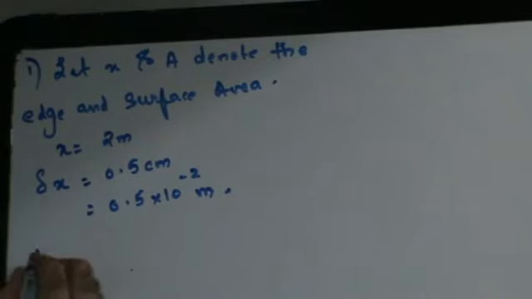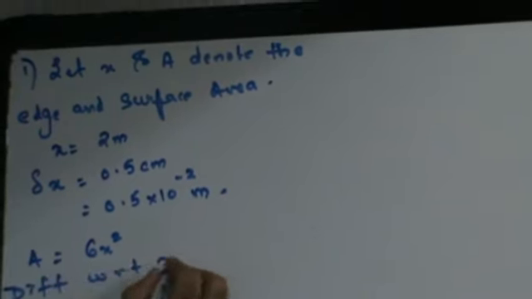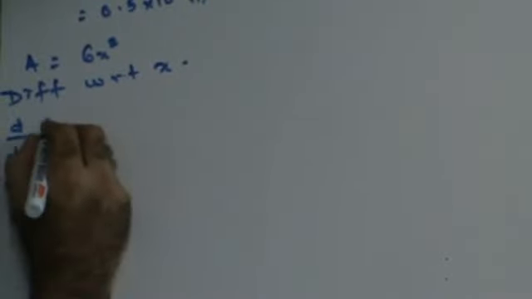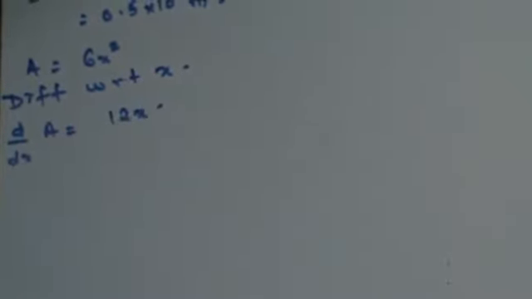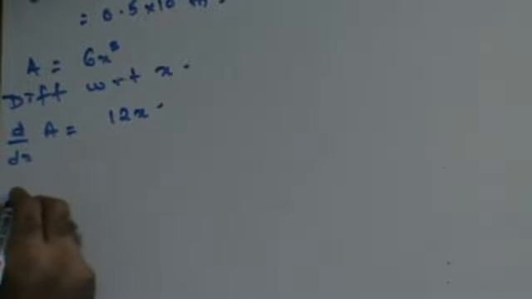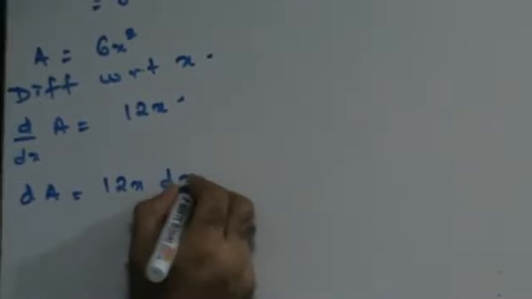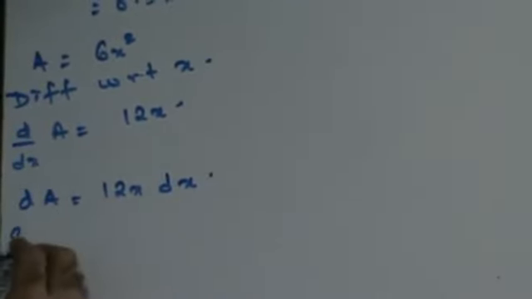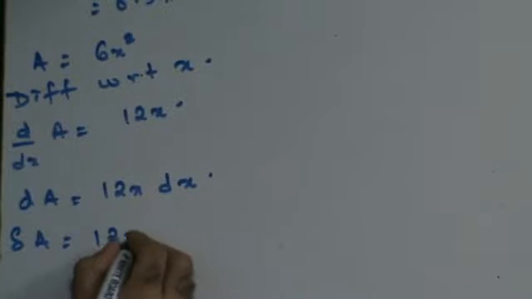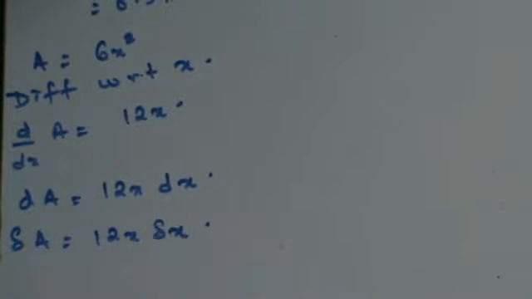Now they've said find the approximate error in the surface area of the cube. The surface area of the cube we know is nothing but 6x square. Differentiate with respect to x. So dA by dx is 12x. This can be written as dA is 12x dx. d can be written as delta, so delta A is 12x delta x. That means the error in A is 12x times the error in x.